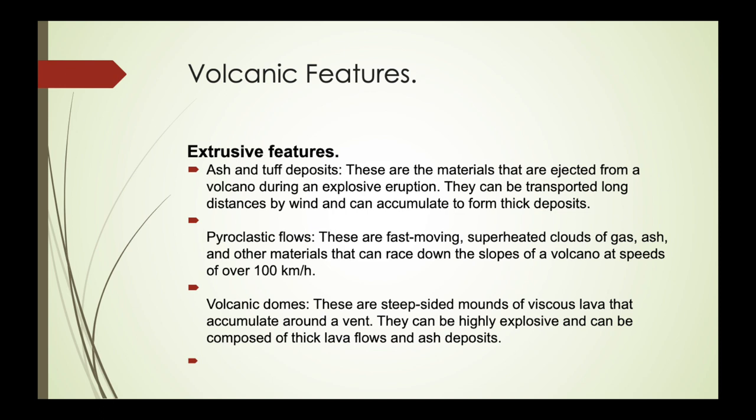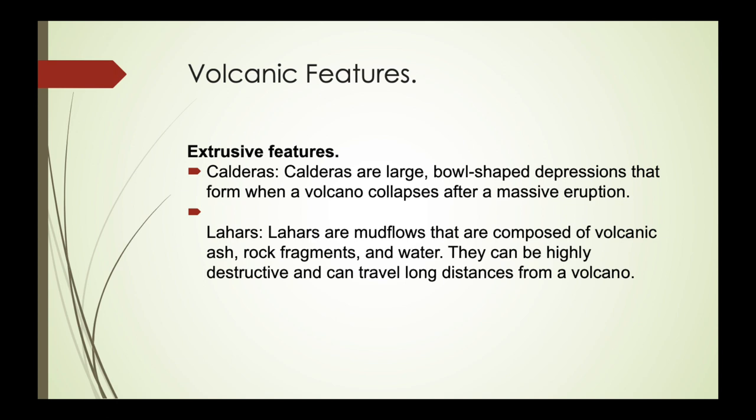Volcanic domes. These are steep-sided mounds of viscous lava that accumulate around a vent. They can be highly explosive and can be composed of thick lava flows and ash deposits. Calderas. Calderas are large, bowl-shaped depressions that form when a volcano collapses after a massive eruption. Lahars. Lahars are mud flows that are composed of volcanic ash, rock fragments, and water. They can be highly destructive and can travel long distances from a volcano.